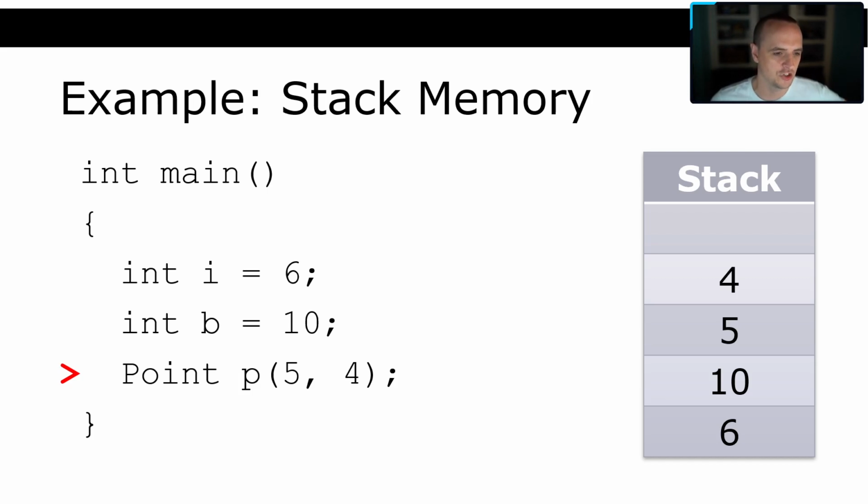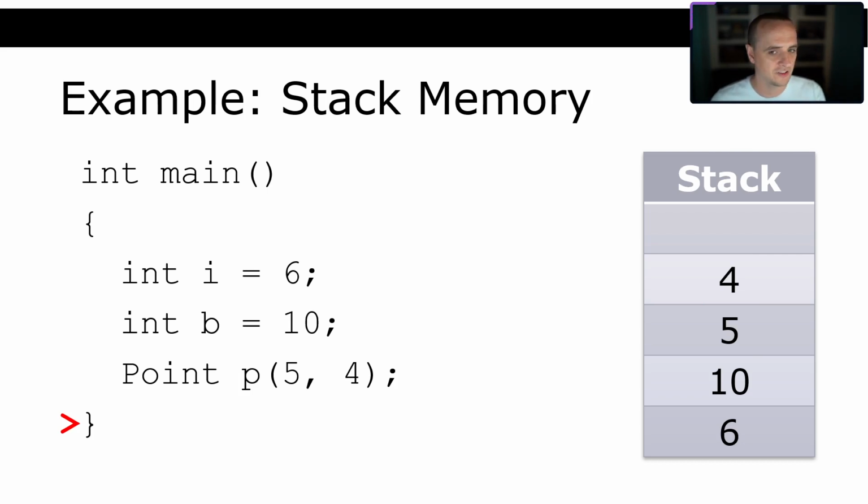Next, we are going to push a point p, and that has an X and a Y location. The first value is going to get pushed onto the stack first, and the second value is going to get pushed onto the stack second. So what happens here is on the stack, these two values, that is where our point object lives. Okay?